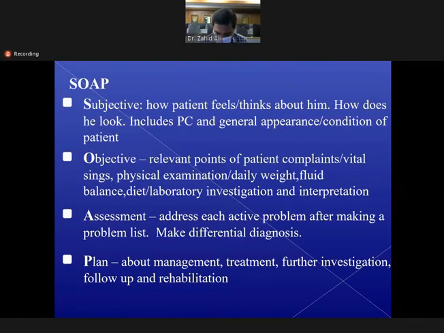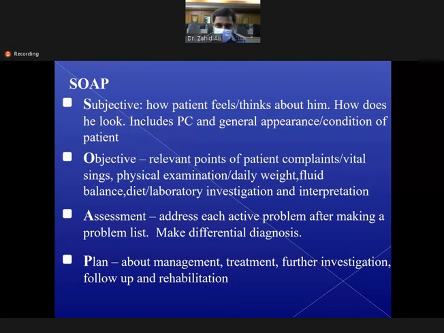And then comes the final conclusion. If you have taken the systemic review, once again I'm repeating, one is general biodata, that includes name, age, sex, religion, occupation, address, ethnic origin, marital status, date of admission, mode of admission, time of admission, then chief complaint or main complaint.